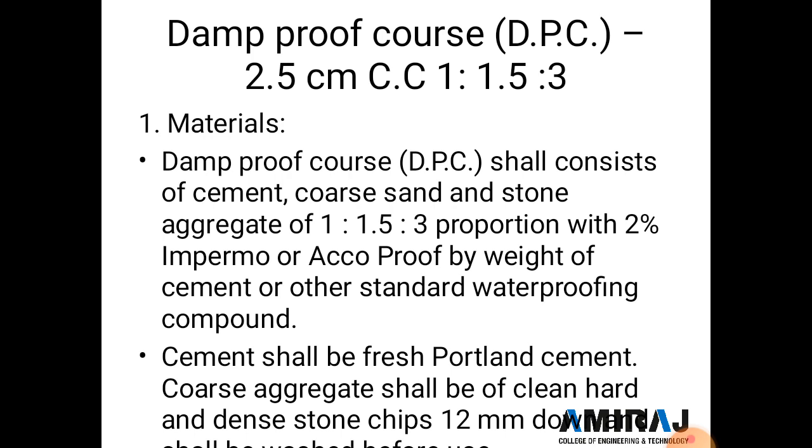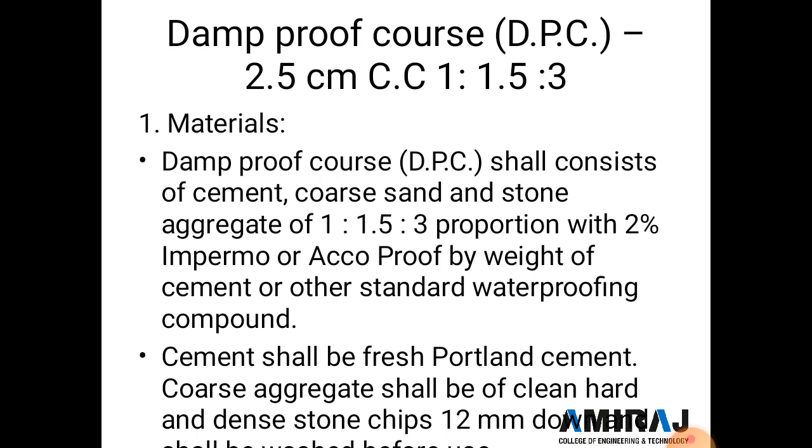So here also, the material we use: first, the damp proof course shall consist of cement, coarse sand and stone aggregate in a ratio of 1:1.5:3 proportion, with 2% waterproofing compound by weight of cement or other standard waterproofing compound. Now here 2% waterproofing, different types of chemicals are also used in a DPC. So first we discuss the cement.